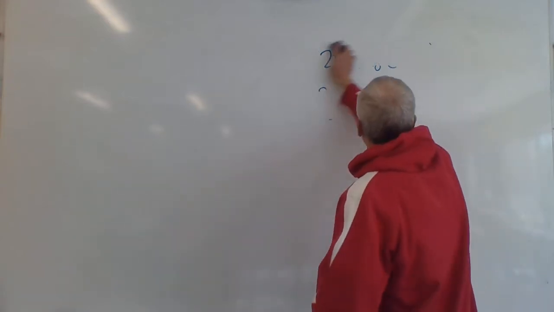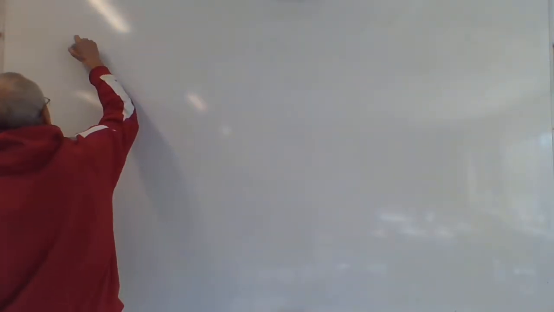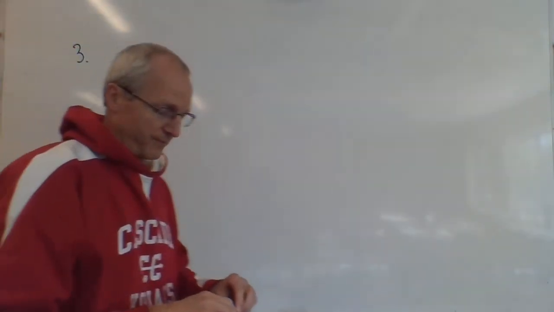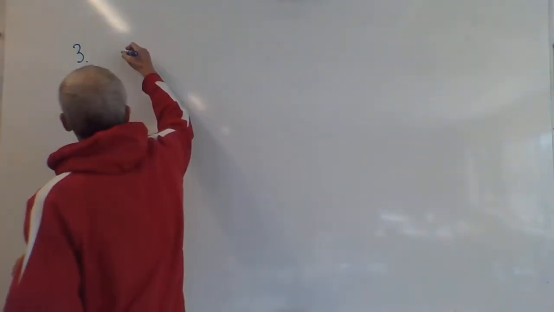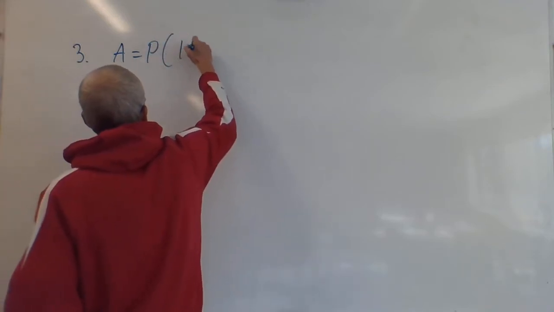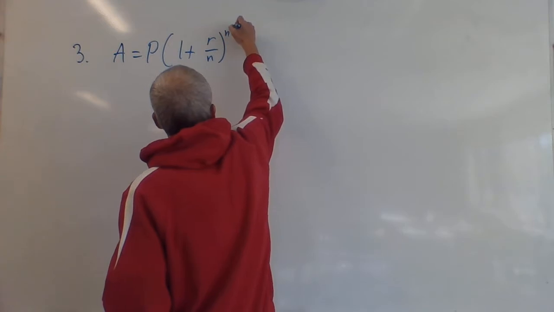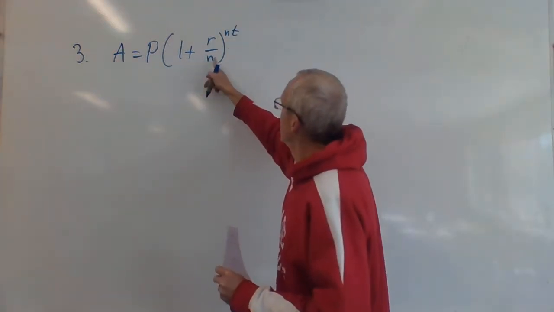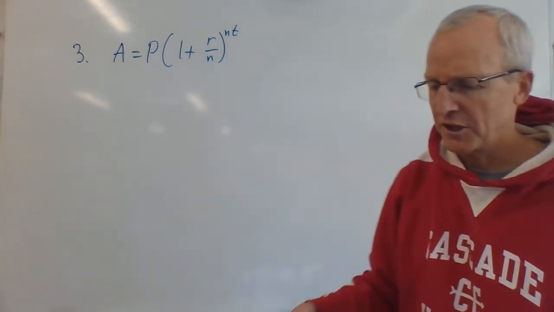But still better than once a year. So we have to use the compound formula. The amount of money you have is the principal times 1 plus the rate divided by the number of times per year it's compounded, to the power of the number of times per year it's compounded times how long you have in the bank. And you've got to make sure all your units match.